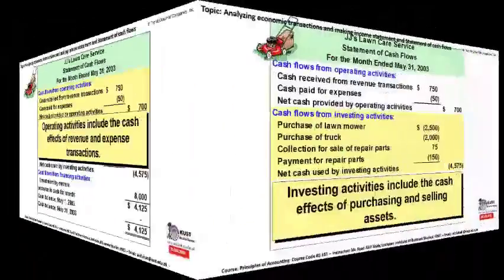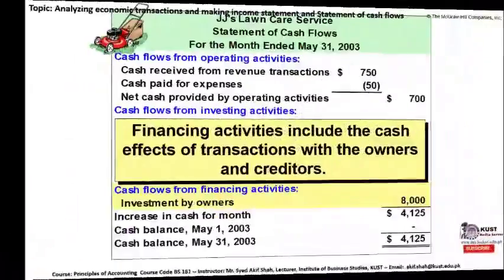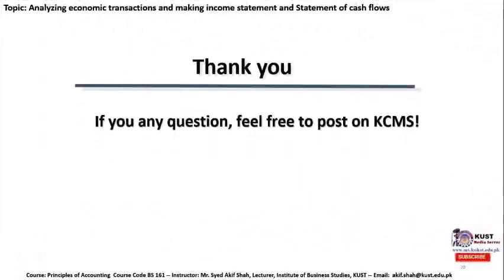So this was all about the different economic transactions and their impact on the balance sheet and the accounting equation. Later on we can also extract our basic financial statements from those transactions. It helps us to make the balance sheet, the income statement, and the statement of cash flow. Thank you very much for listening to this lecture.